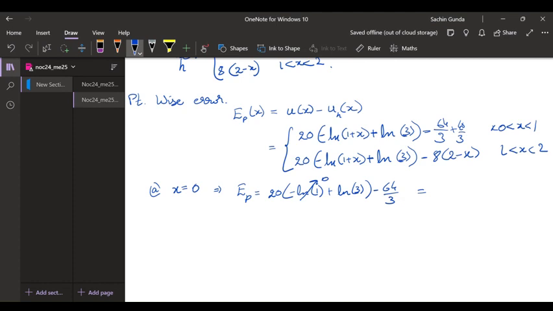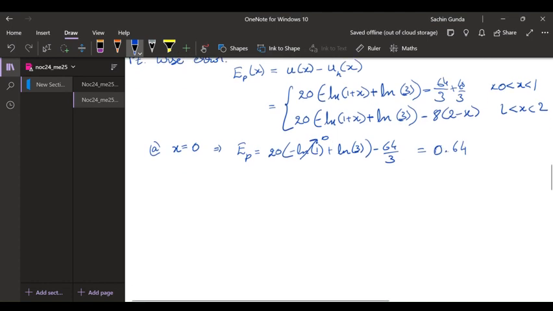It comes out to be 0.64. This is the error at point x is equal to 0. Let's say at x is equal to 1, it is nothing but 20 times minus natural log 2 plus natural log 3 minus 64 by 3 plus 40 by 3.